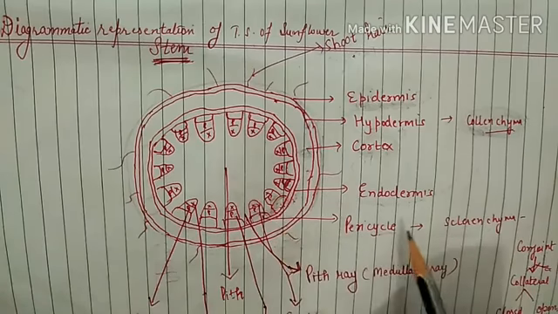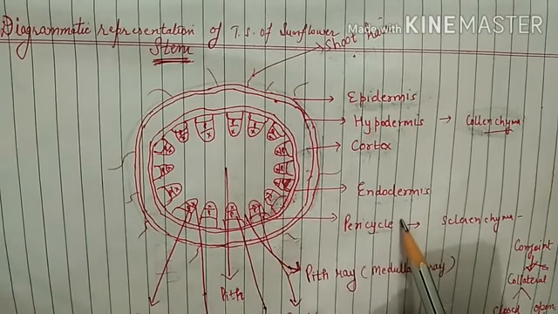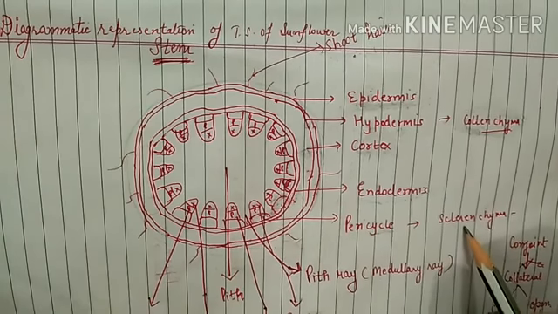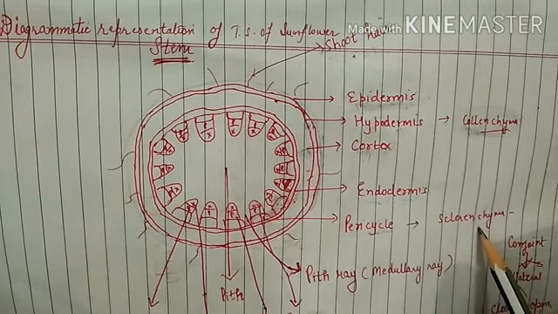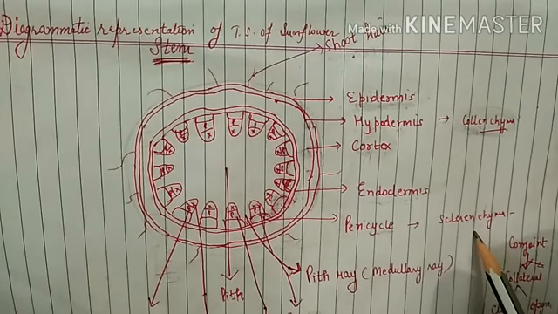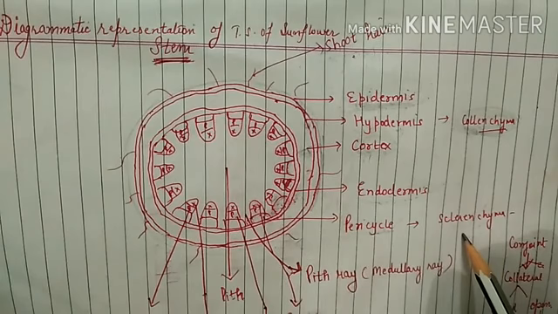This pericycle provides mechanical support to the plant since it has sclerenchyma cells, and the major characteristic feature of sclerenchyma is that there is a lignin deposition in it, due to which the cells are thickened and they provide the mechanical support to the plant.